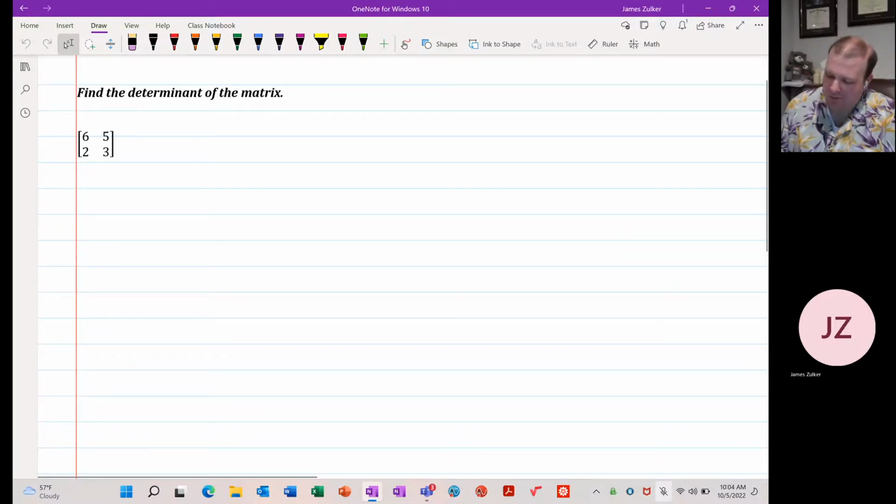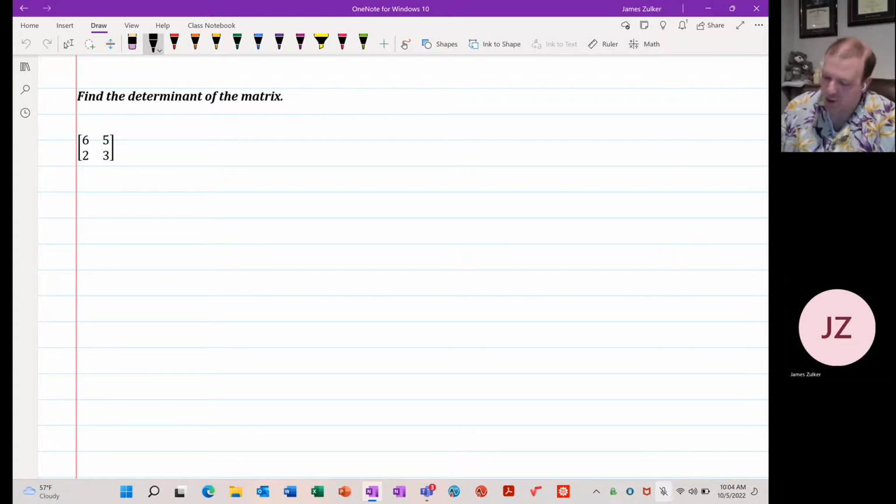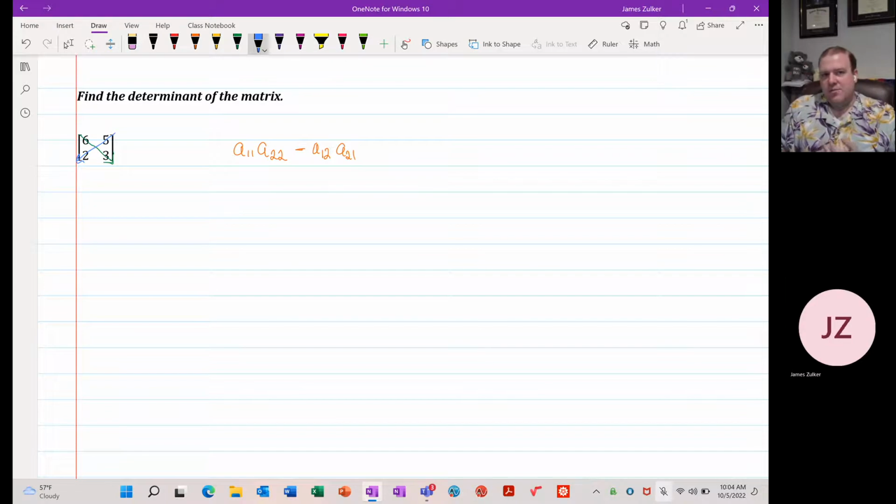For 2x2, the definition of the determinant boils down to this: A11 times A22 minus A12 times A21. So it's essentially going to be this. You take that product and then minus that product. Whenever you go diagonally to the right, the term is positive. Whenever you go diagonally to the left, the term is negative.